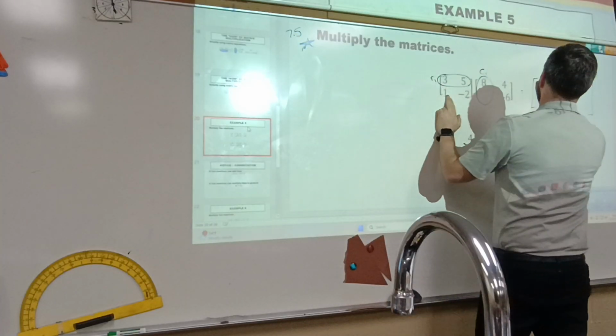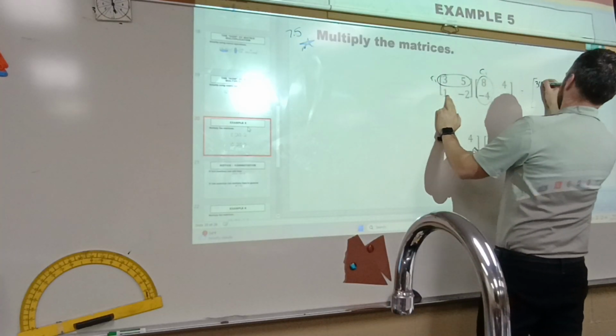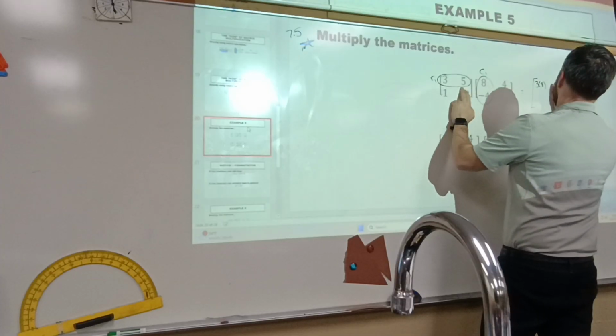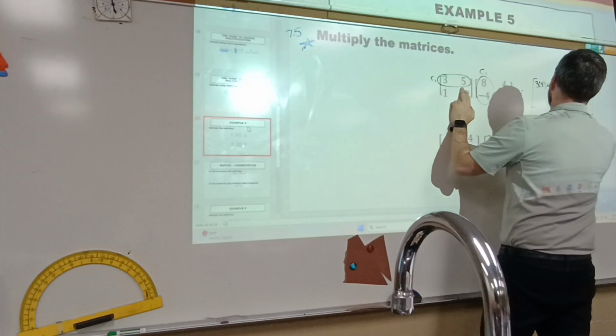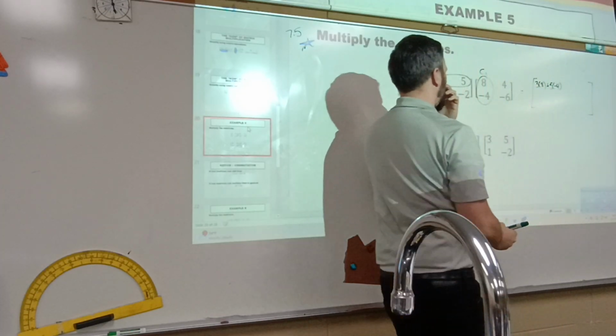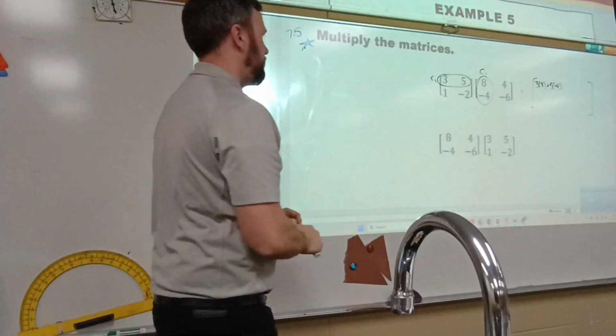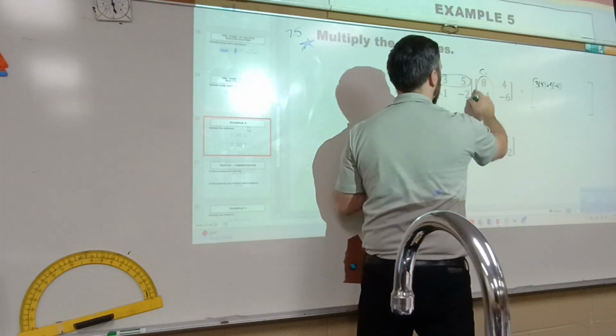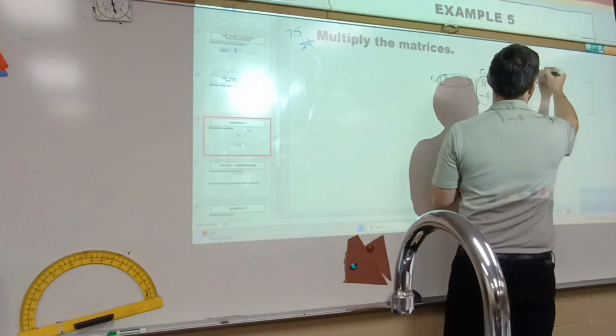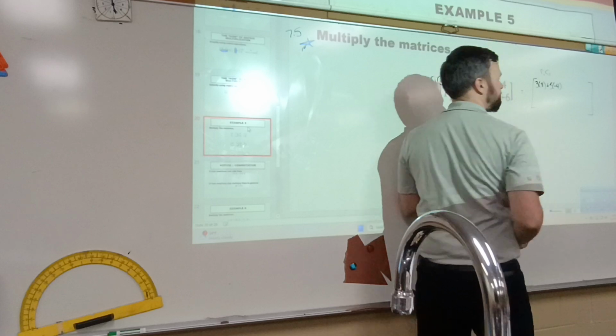So I'm going to do 3 times 8 plus 5 times negative 4. I'll simplify it the next step. I'm showing you the work. Okay? Row 1, column 1 gives me row 1, column 1. Okay.